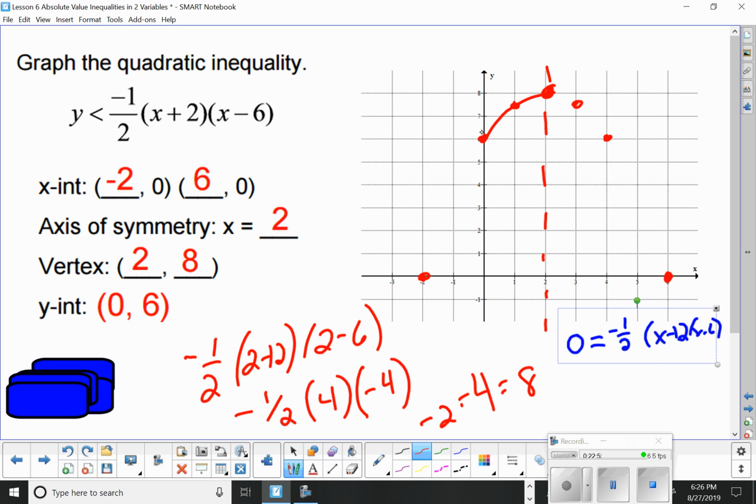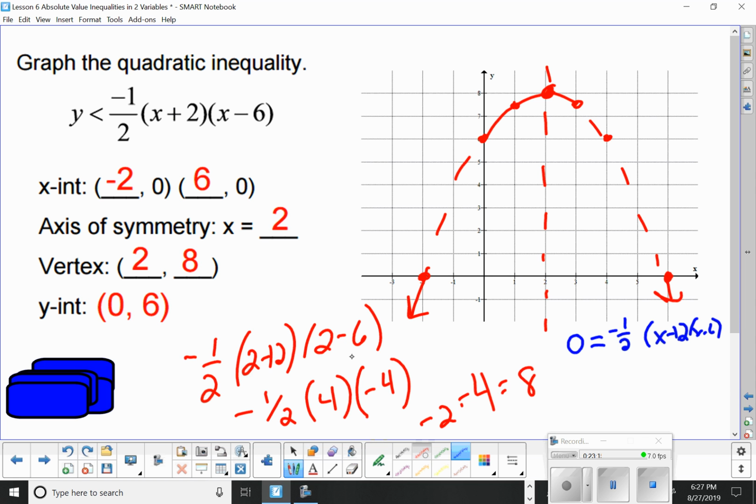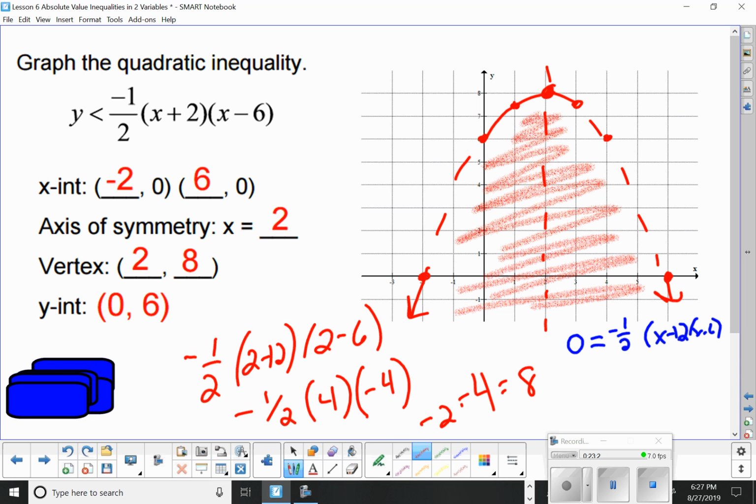When I graph this, it's going to be dashed because there's no equals. Sometimes I kind of make that curve up there, up here solid, just because it's hard to dash it through. But then I'm going to shade below. Why am I shading below? Because y is less than. So here's everything below this curve. Okay?